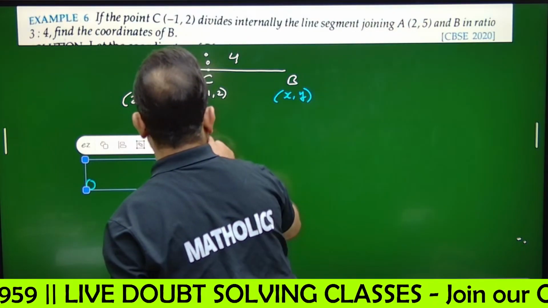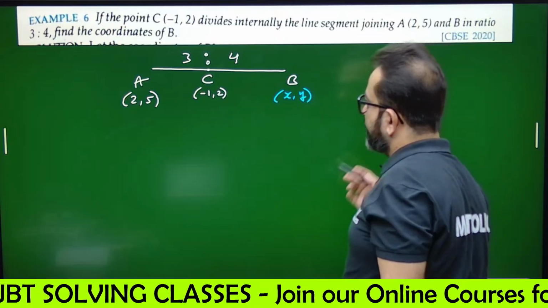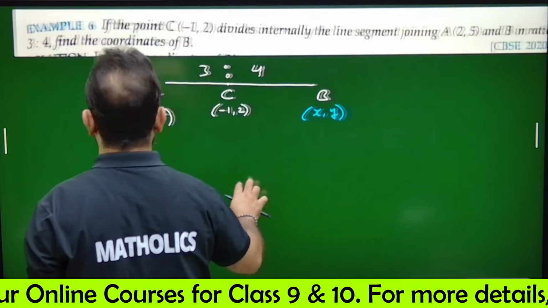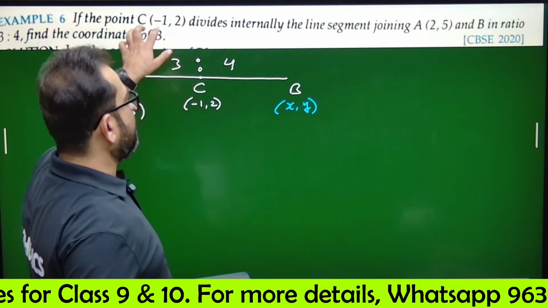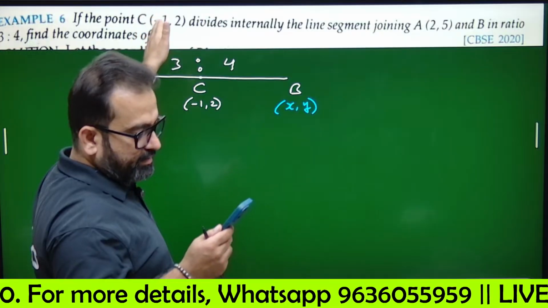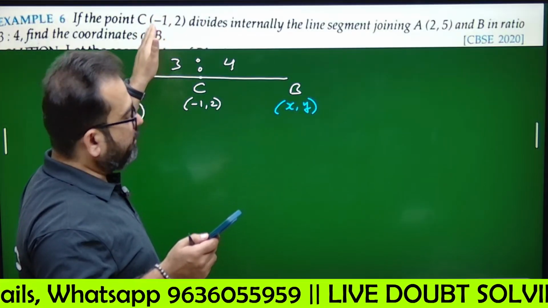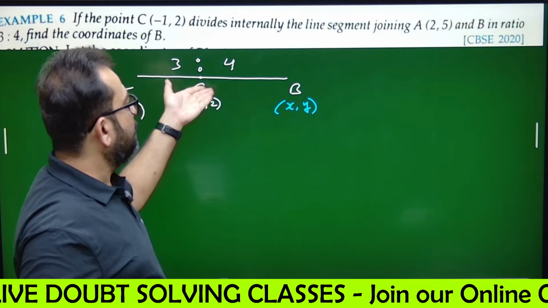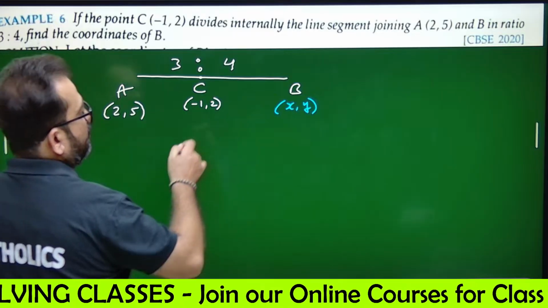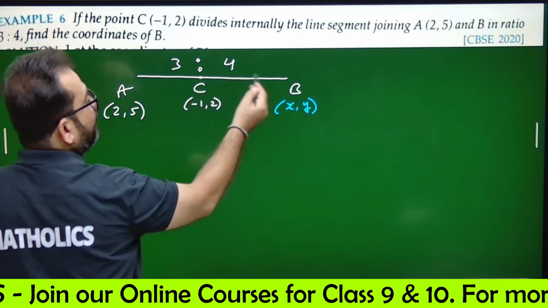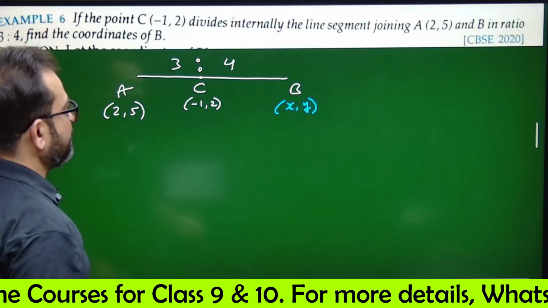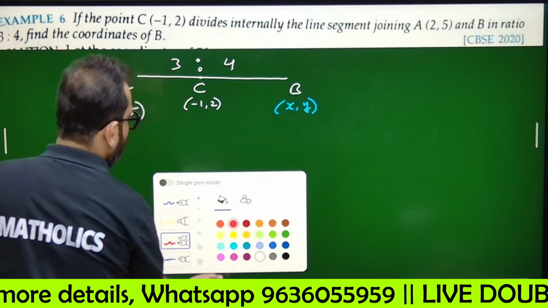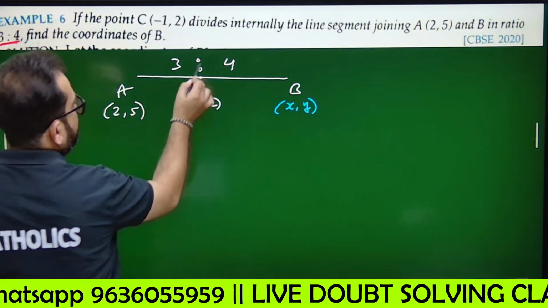The question says that, again for ratio questions, 3 points will be given. First point is what? If the point C minus 1 comma 2 divides internally, that means this point will be in the center. So if this divides the line segment AB in the ratio, then find the coordinates of B. Coordinates of A are given, 2 comma 5. You have to find the coordinates of B. This time it's a reverse question. Ratio is given, 3 is to 4.